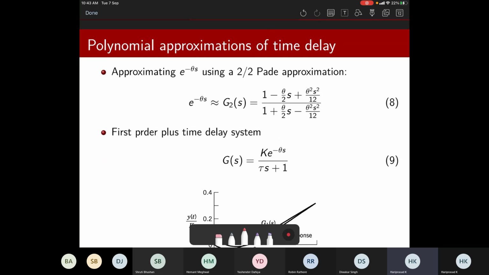Okay, so if you are not satisfied with the first order approximation, there is also a second order Pade approximation, which essentially means we would bring in second order terms in the numerator and denominator.